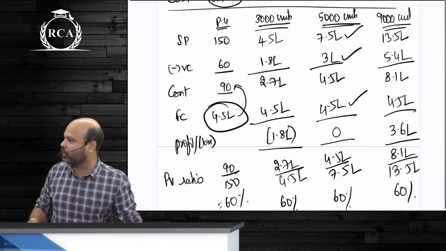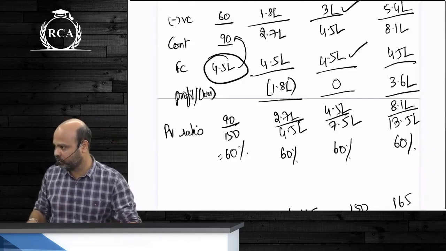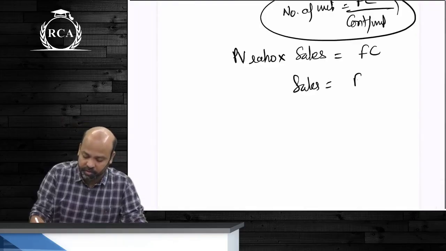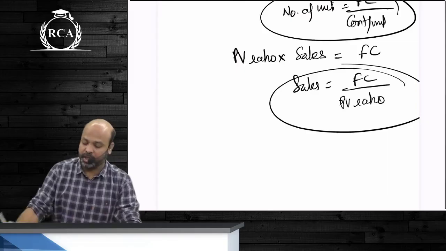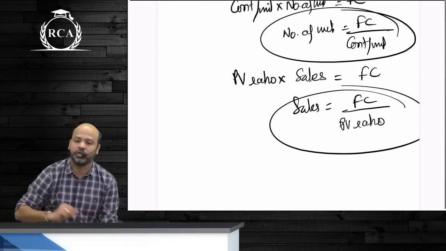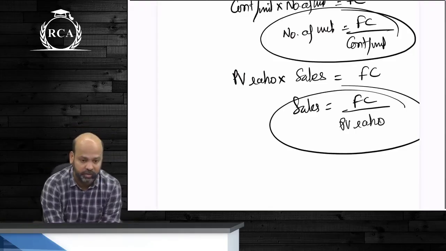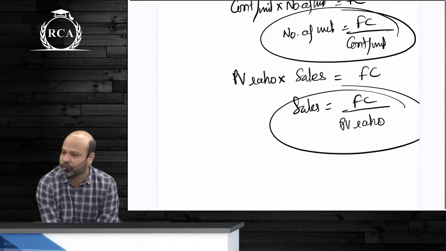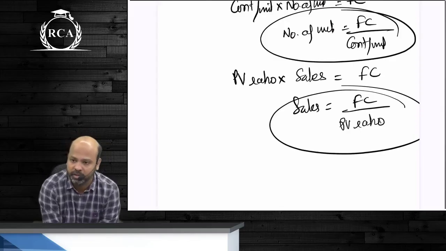60% of that is my contribution. So 7,50,000 into 60%. So I can also write sales in rupees as fixed cost divided by PV ratio. If you want break-even sales in rupees, you will directly write fixed cost divided by PV ratio. If you want break-even point in units, you will write fixed cost divided by contribution per unit. That is how we arrive at the amount of break-even sales.